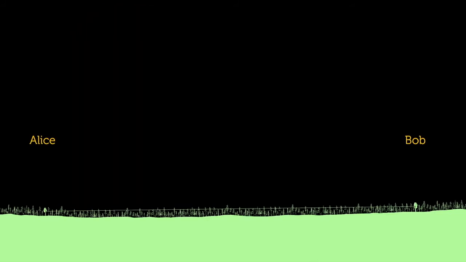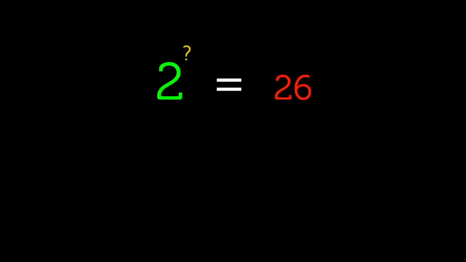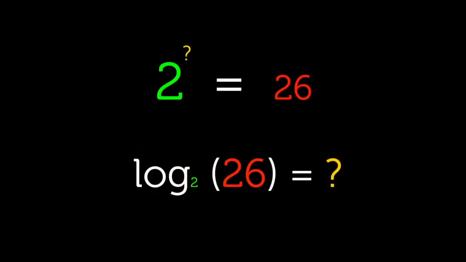And in general, 2 to the power of number of questions equals the number of possible messages, which we previously defined as the message space. So how can we calculate the exact average or expected number of questions given a message space of 26? We ask the reverse question. 2 to the power of something equals 26. And to answer these types of questions, we naturally use a logarithmic function base 2.